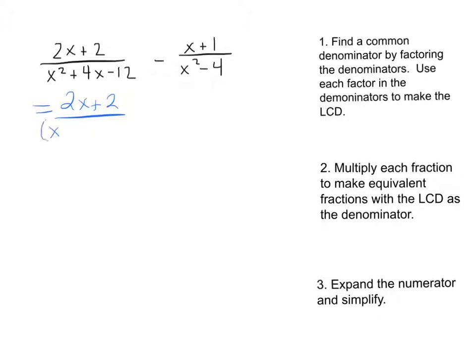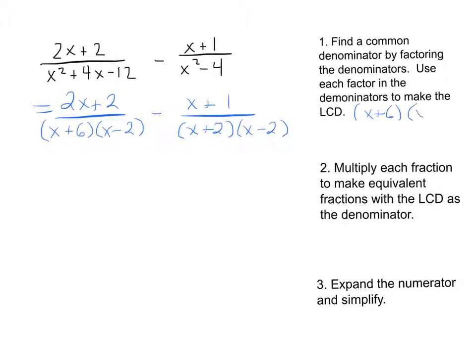This will factor to x plus 6 and x minus 2, right? And the other one, x plus 2 and x minus 2. Once you have it factored, you can do the same thing that we did before. It says use each factor from the denominators to make the lowest common denominator. So the first one is x plus 6, x plus 2, and the second one is x plus 2, x minus 2.